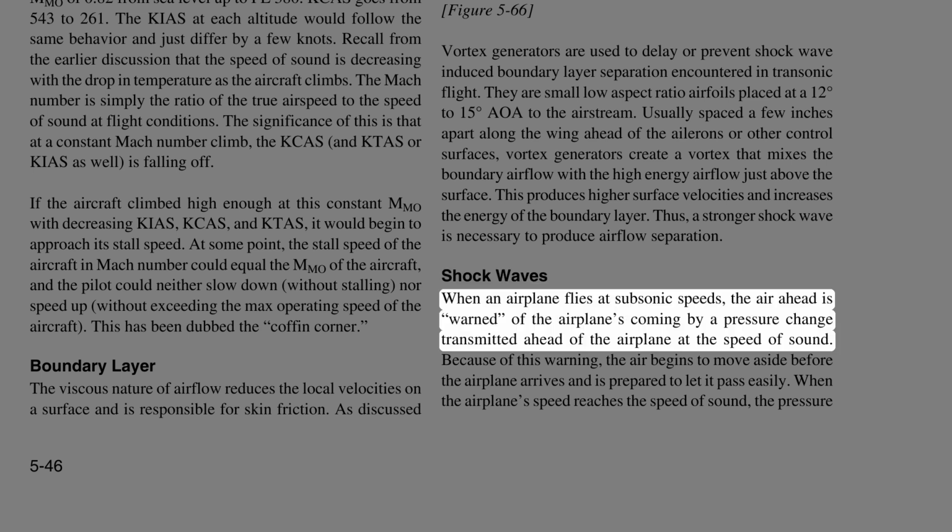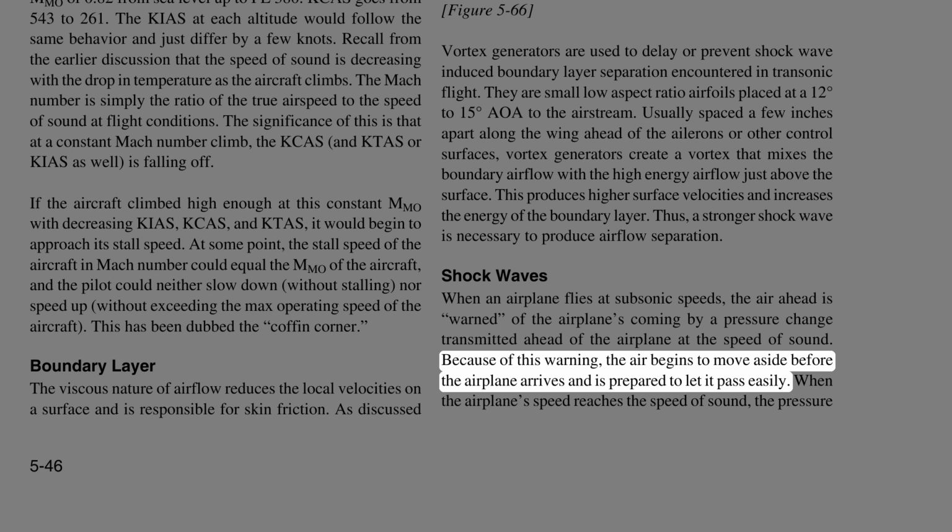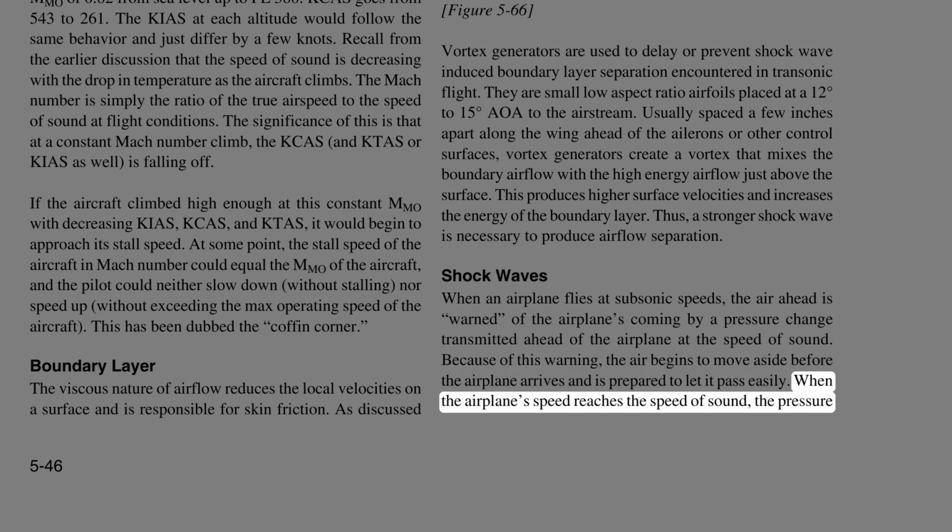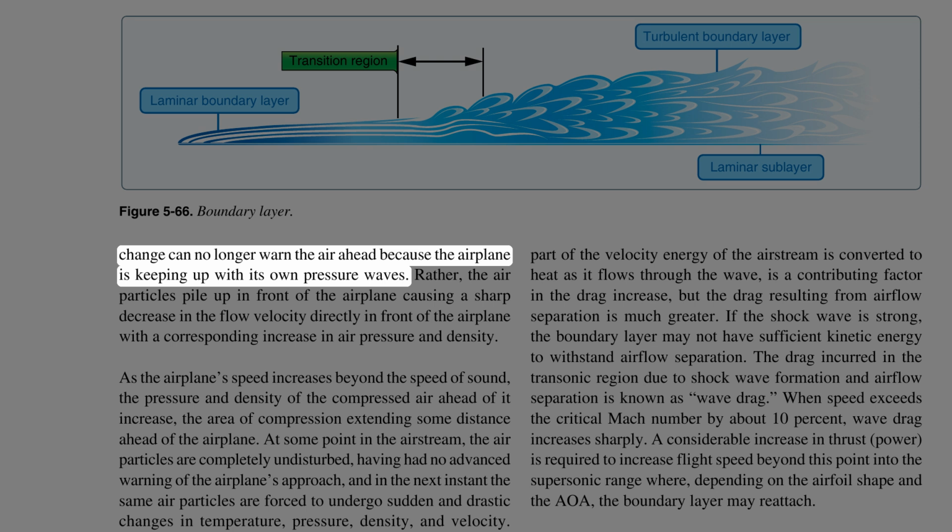Shock waves. When an airplane flies at subsonic speeds, the air ahead is warned of the airplane's coming by a pressure change transmitted ahead of the airplane at the speed of sound. Because of this warning, the air begins to move aside before the airplane arrives and is prepared to let it pass easily. When the airplane's speed reaches the speed of sound, the pressure change can no longer warn the air ahead because the airplane is keeping up with its own pressure waves.